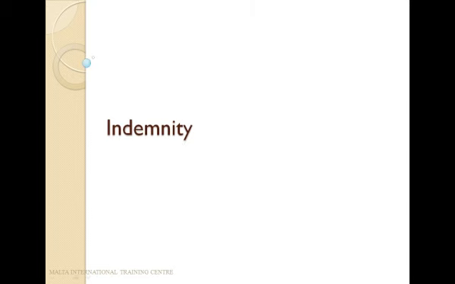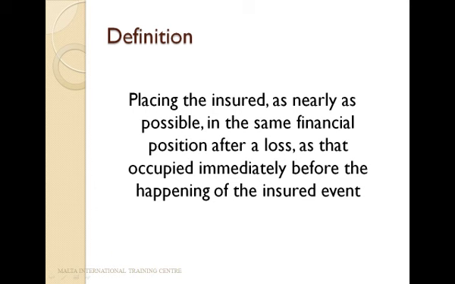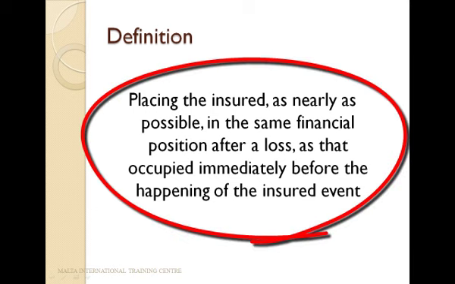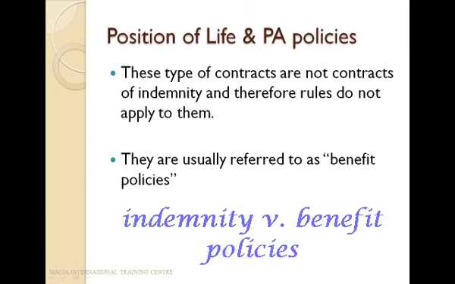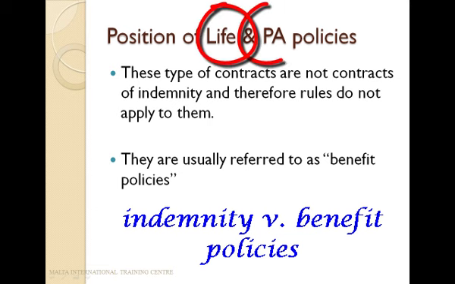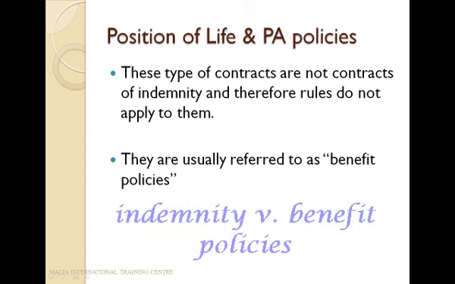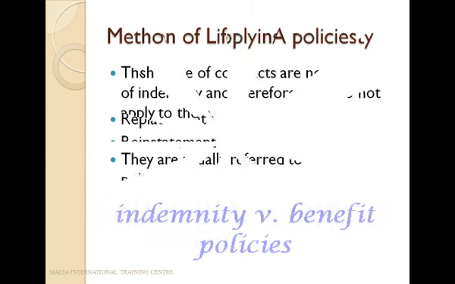Next is indemnity. Indemnity is the way an insurer places the insured as before the loss. Indemnity policies are different from benefit policies. Benefit policies such as life and personal accident are not indemnity policies, in which case the amount being paid does not reflect the financial position enjoyed prior to the loss. In fact, in life assurance and personal accident insurance, the insured is given a compensation.